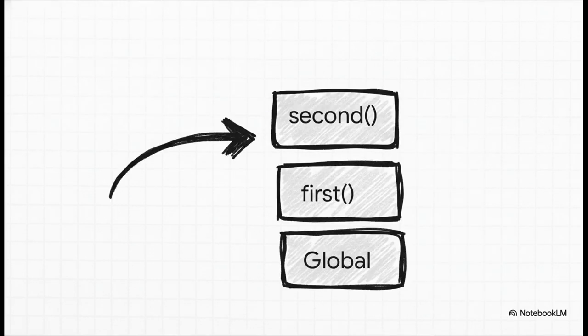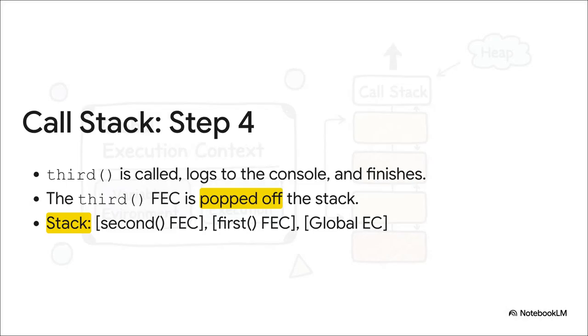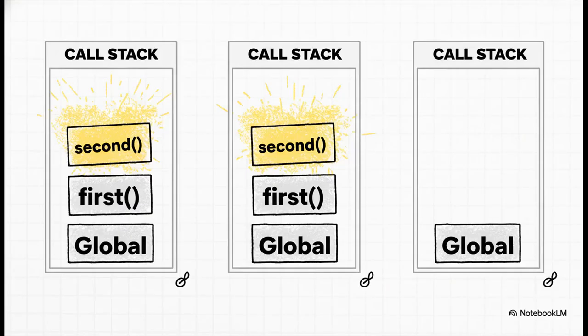So now we're inside the first function, and it immediately calls second function. What happens? You probably guessed it. A brand new function execution context for second is created and pushed onto the very top of the stack. It's getting taller. And here's where that last in, first out principle really comes to life. Inside second, third gets called. Its FEC is pushed on top. Now third does its one job. It logs done to the console, and then it's finished. The second it's done, its context is popped right off the top of the stack. And from there, the whole stack just unwinds itself. Control goes back to second, it finishes, and its context is popped off. Then control goes back to first, it finishes, and it gets popped off. This whole process continues until only the original global execution context is left, which is finally removed when the entire script is complete.